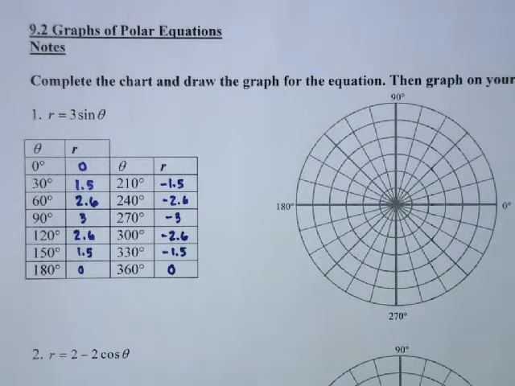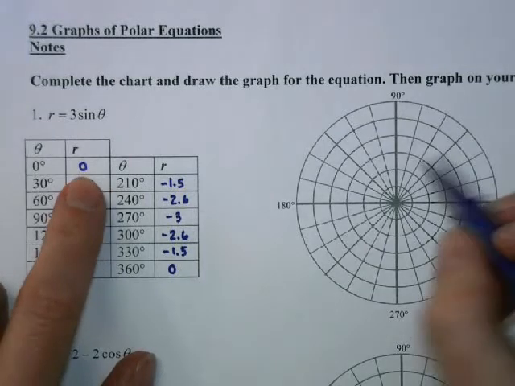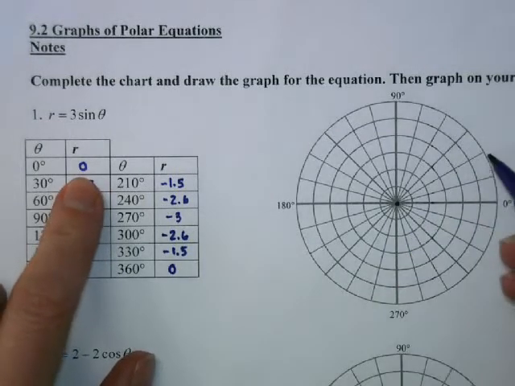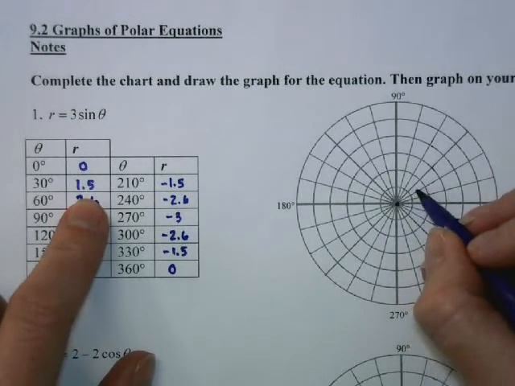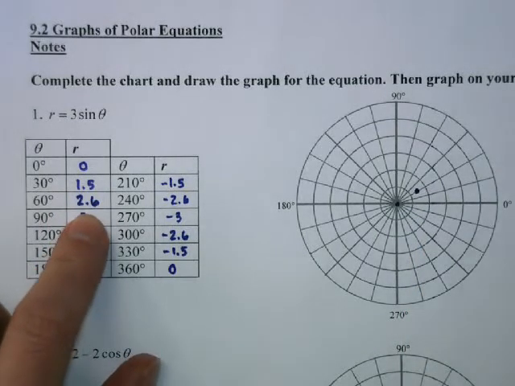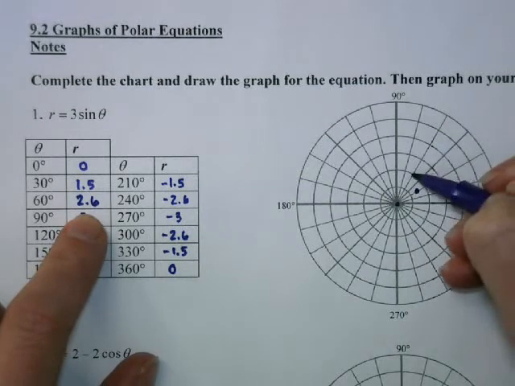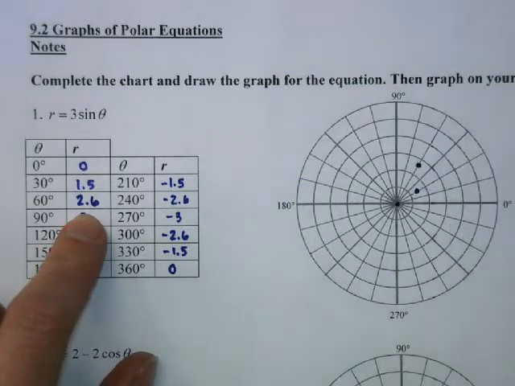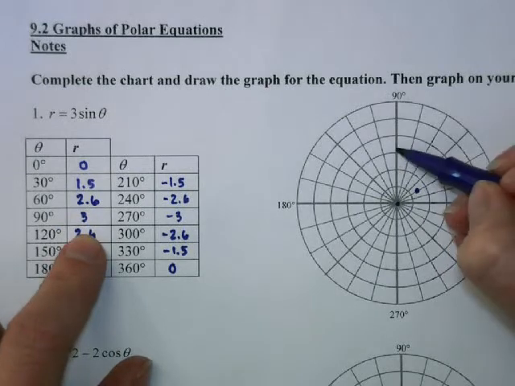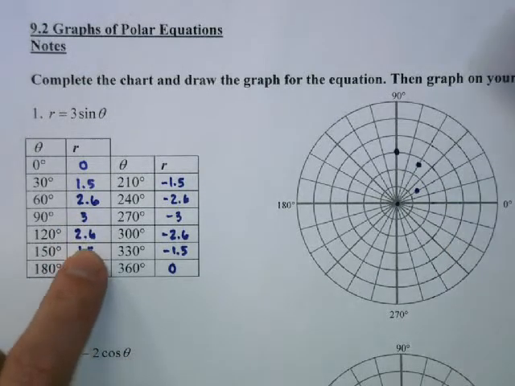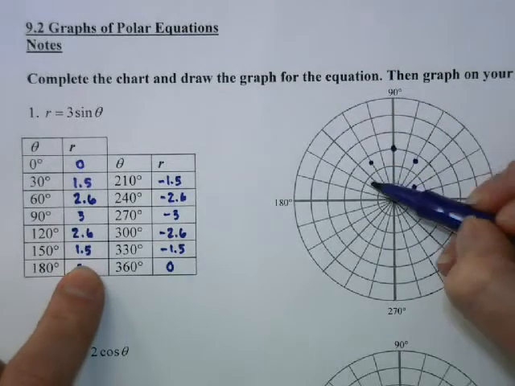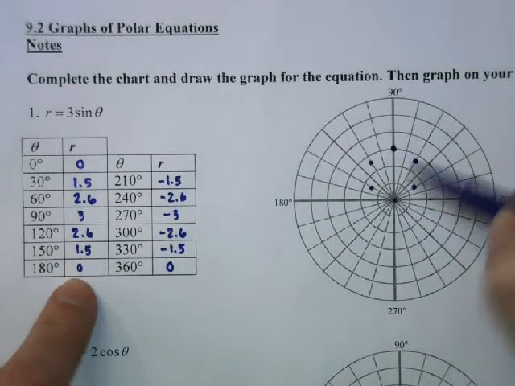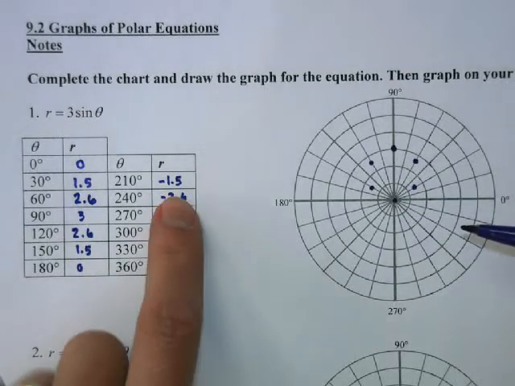So I'm going to go to each of my degree measurements and go out the certain distance. At 0, we're at 0. At 30 degrees, which is going to be the second line, we're at 1.5, so 1.5 is going to be there. 60 degrees is this one, so we're at 2.6, so it's a little bit more than halfway. At 90 degrees, we're up at 3. At 120, we're at 2.6. At 150, we're at 1.5. And then 180 is at 0.